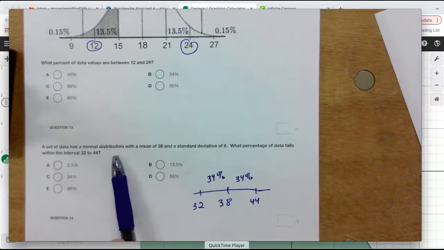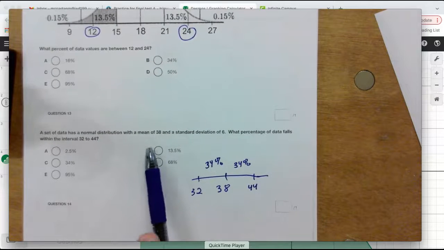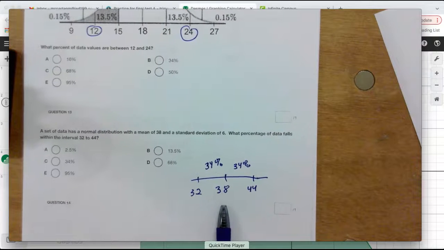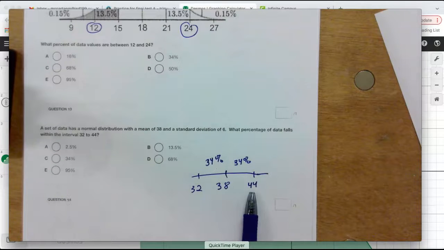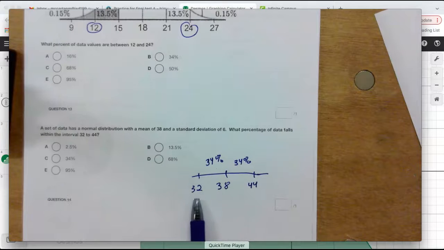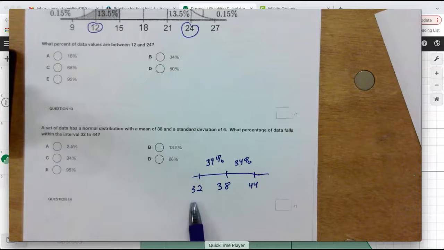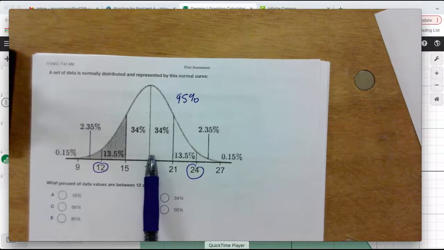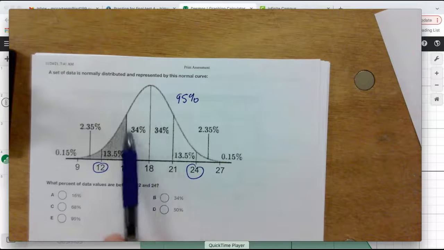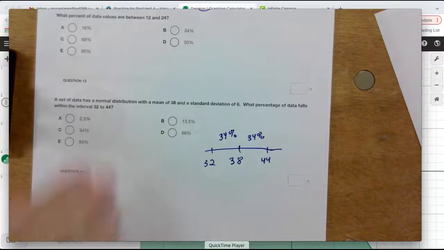13, guys, a set of data, normal distribution. The mean is 38. So 38 is the mean right here in the middle. Standard deviation is 6. So I added 6 to 38, got 44. I subtracted 6 from 38, got 32. What they're asking is what percent of this data falls within that interval, 32 to 44. It's 34 on each side. Remember, it looks like this, guys. We're talking about one standard deviation from the mean. It's 68%. It's the two 34s added together, okay?